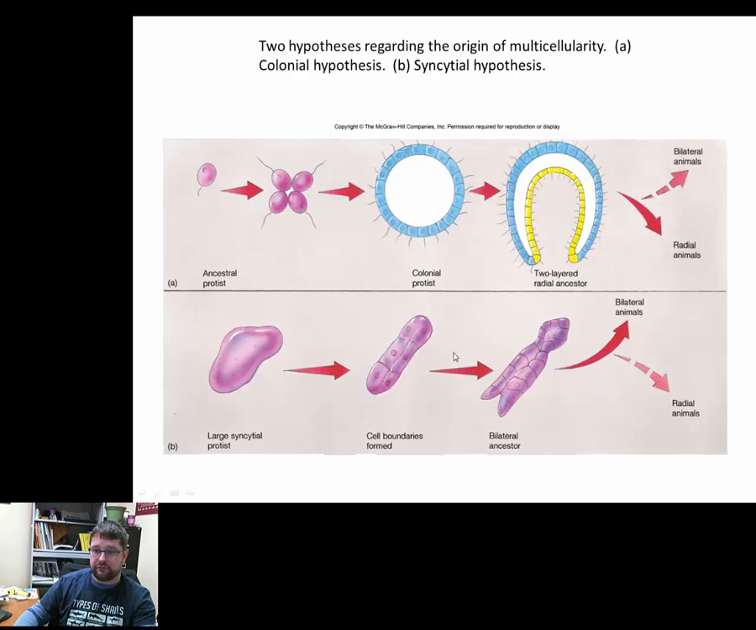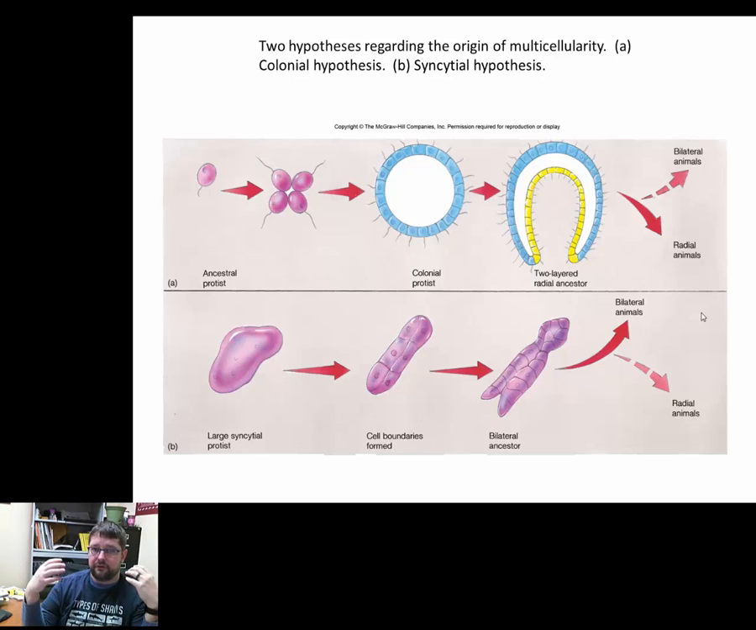But it's difficult to figure this out because some primitive organisms are bilateral animals. Okay? And for a long time we thought bilateral animals came first and then radials came after. But it might be that radials came first and bilaterals after. So neither hypothesis has been developed into a theory. So they're both hypotheses out there.